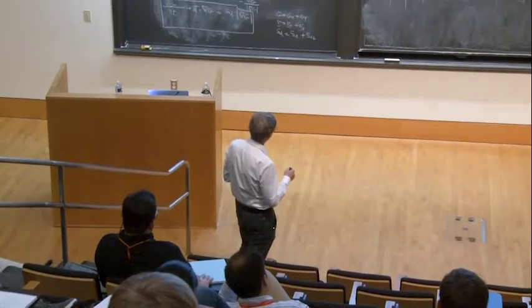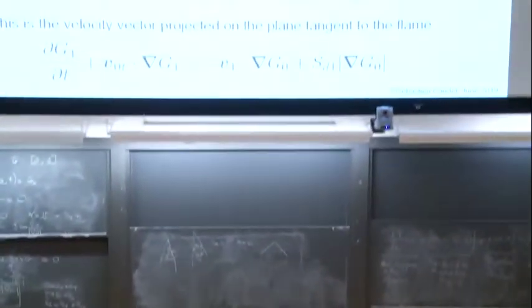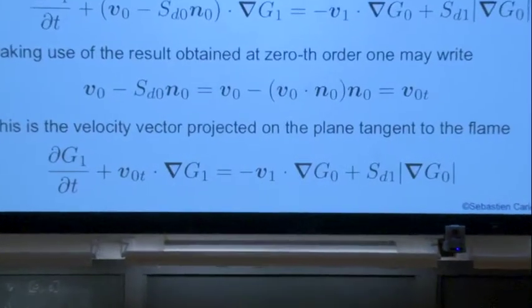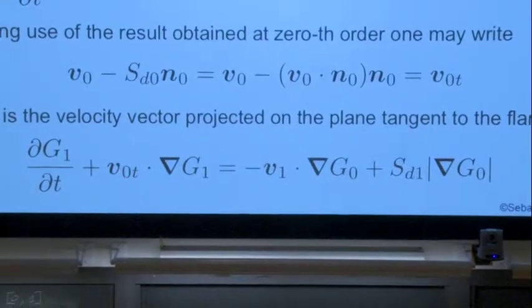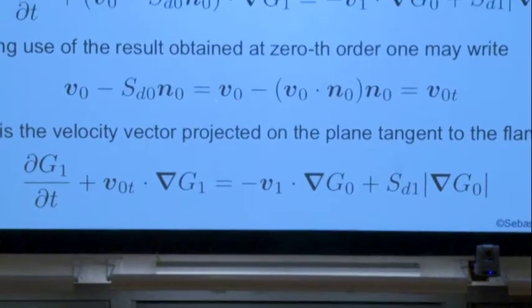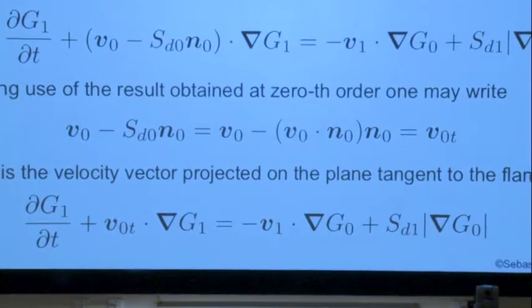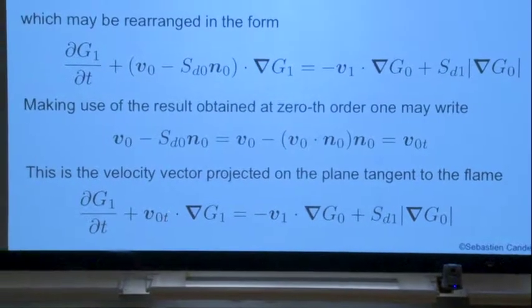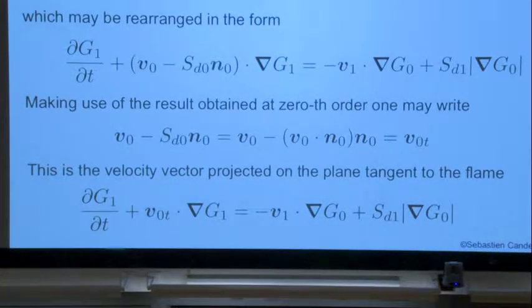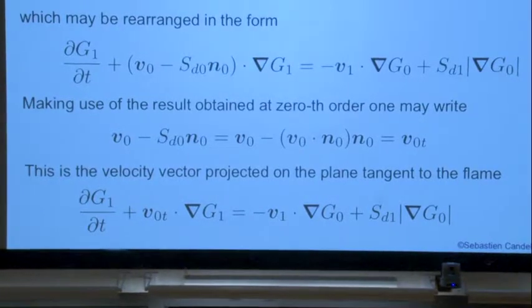And so the perturbed G equation is written here. You have the perturbations which are convected along the flame at the velocity V0T, the zero velocity that is along the flame, right here. And then you have the terms which drive that, the velocity V1 and SD1. If the burning velocity is constant, this term disappears and you have just that term. But they look a little bit similar, not quite.